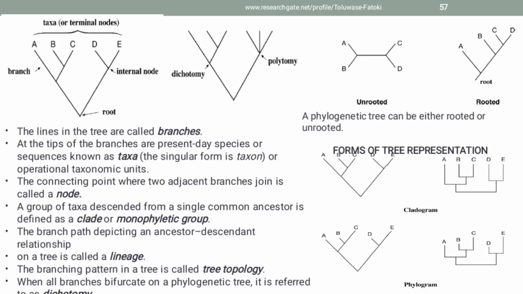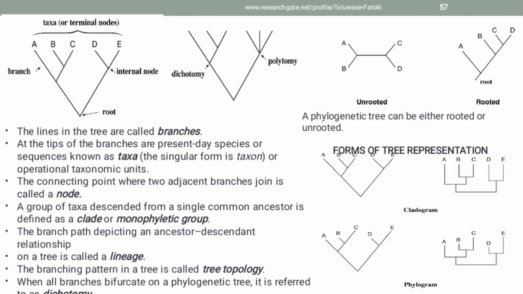The branching pattern of a tree is called tree topology. As I have said, you have dichotomy and then you have polytomy. And then a tree can either be rooted or unrooted. Rooted is when you define the relationships based on a particular ancestor. That is, you specify that this particular tree is supposed or assumed to have a particular ancestor. You may not be able to define that ancestor based on analysis, but you assume that this particular tree has a root.